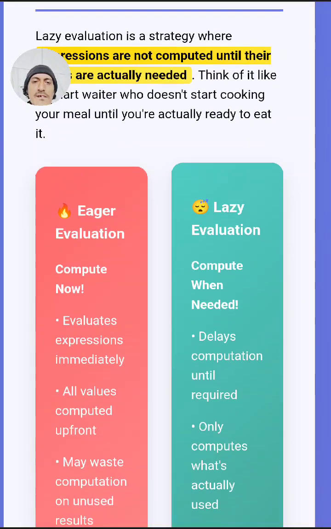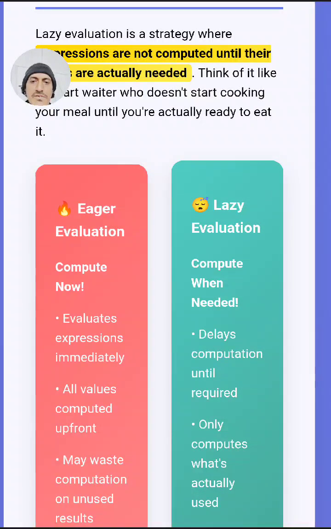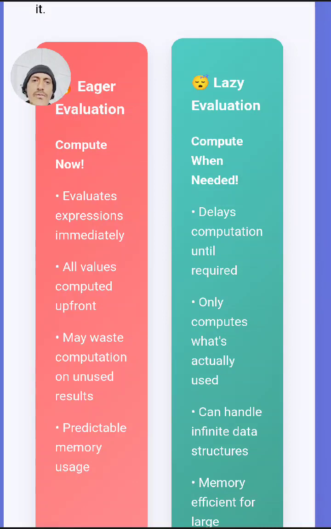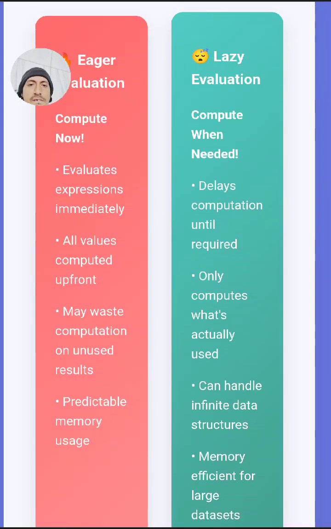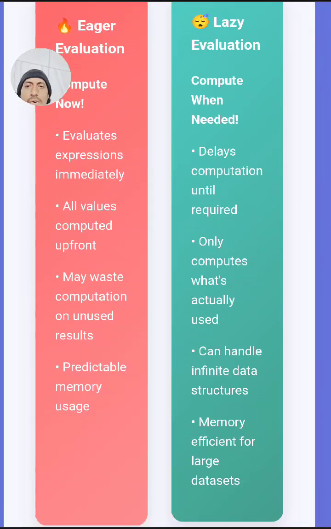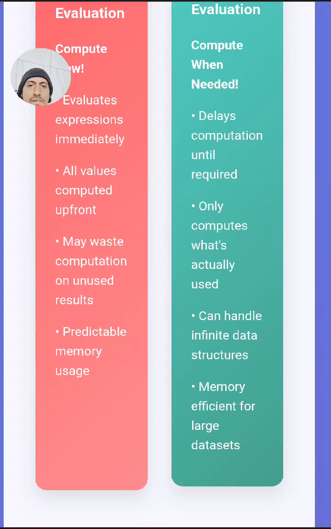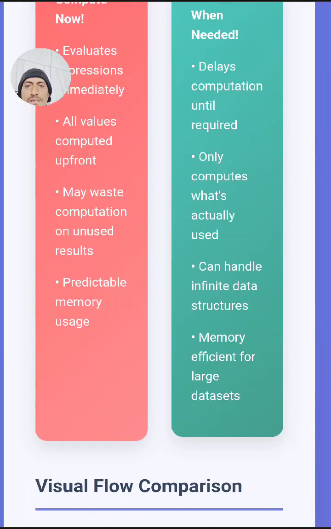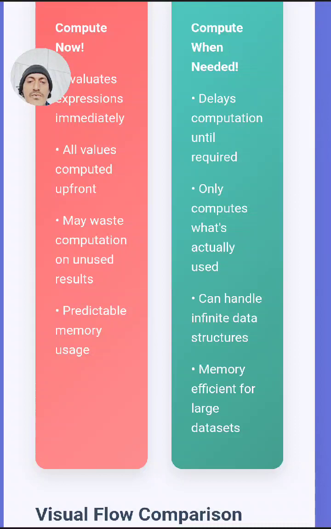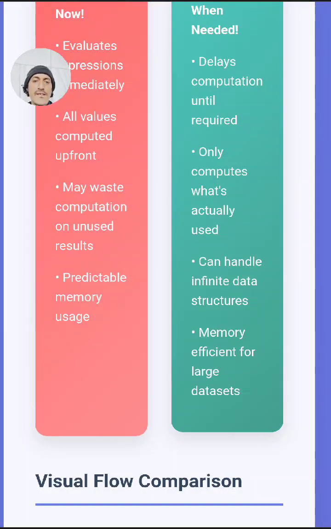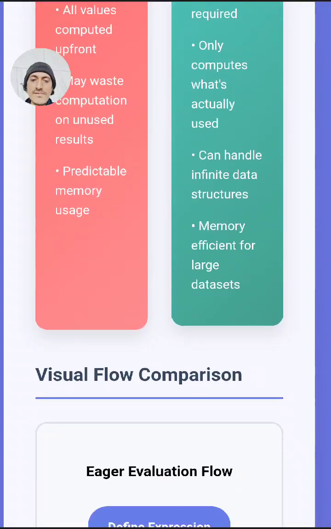Let's see eager evaluation and lazy evaluation side by side. Eager: compute now. Lazy: compute when needed. Eager evaluates expressions immediately; lazy delays a computation until required. All values are computed upfront in eager; in lazy, only what's actually used is computed. Eager may waste computation on unused results, and lazy can handle infinite data structures because it is not computing them until needed. Eager has predictable memory usage. Of course, you can see lazy is memory efficient for large data sets.